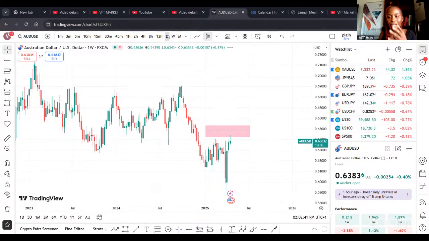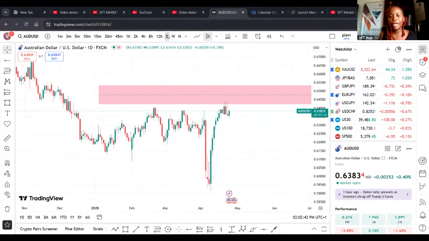Okay, so we have that in mind. We're now looking at the daily time frame. On the daily time frame, it is safe to say that price came to take out the liquidity that was residing around this zone. There were stop losses around this level that price was coming for, and it did already. So it has tapped into that, and we're now seeing movement downward.